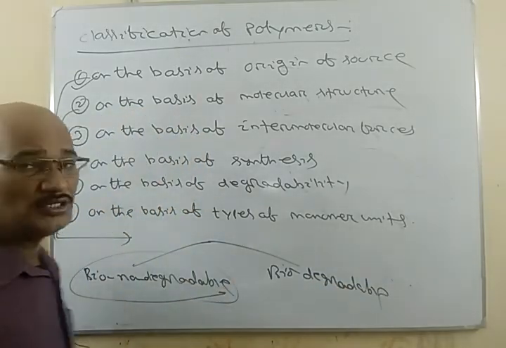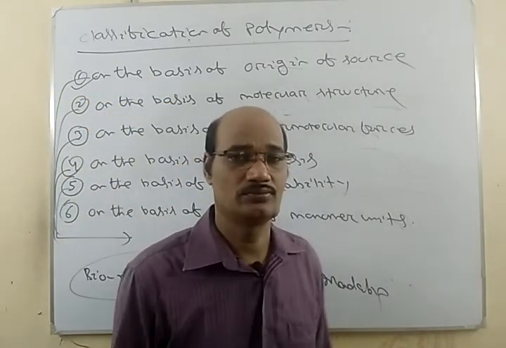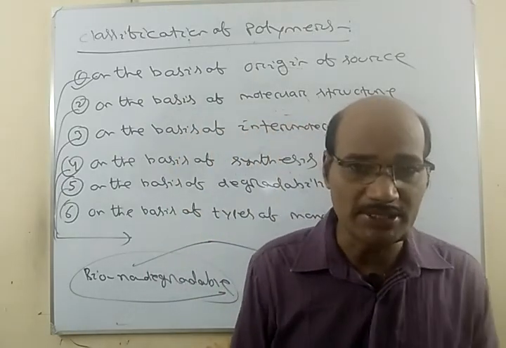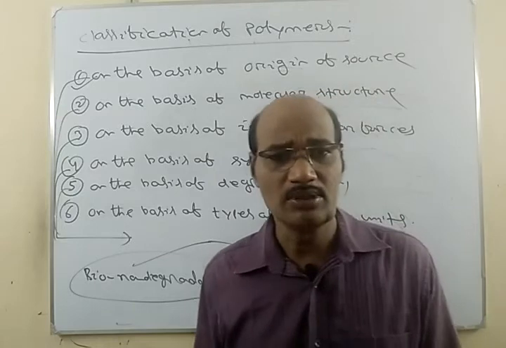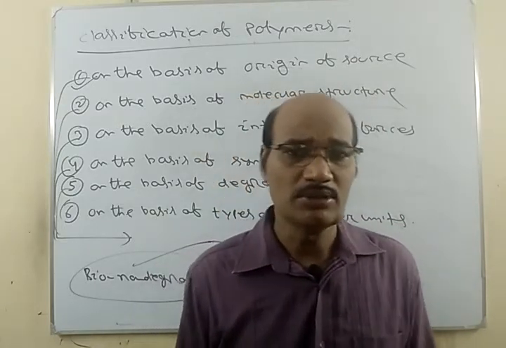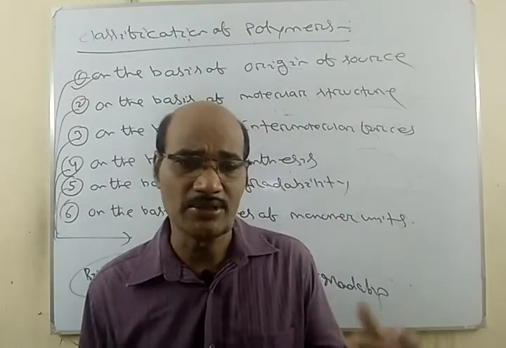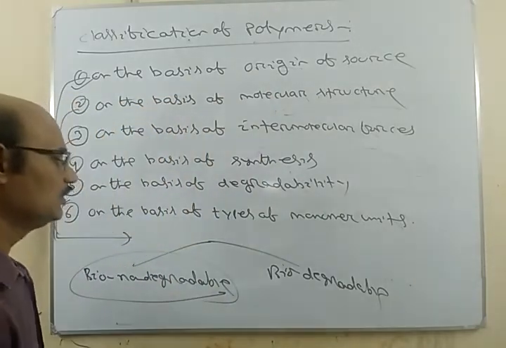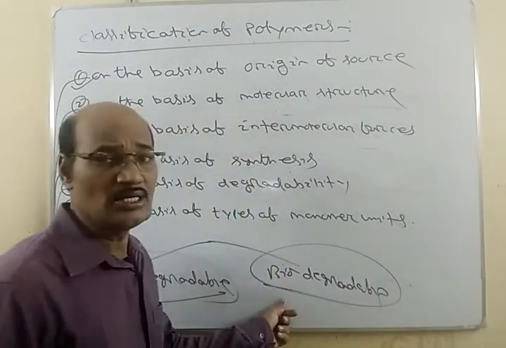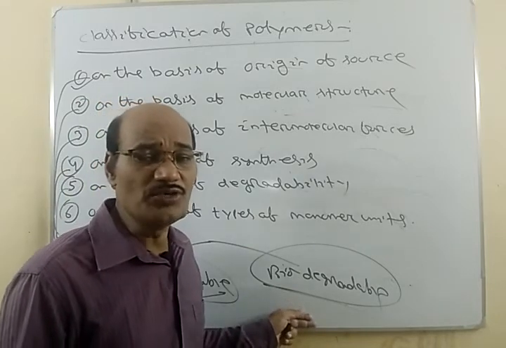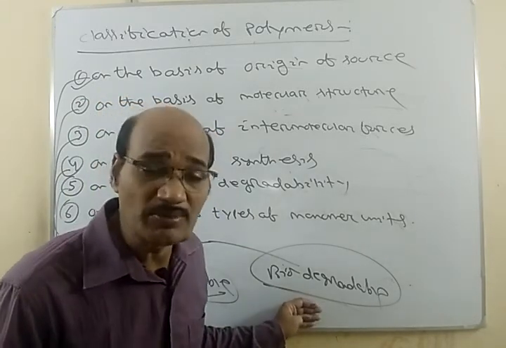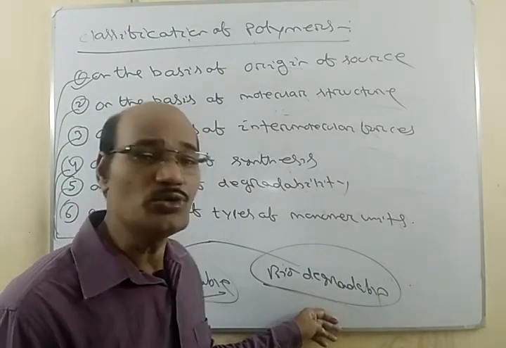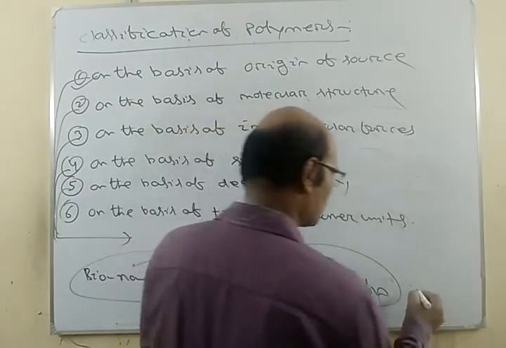So those polymers which are not decomposed by microorganisms are called what? The bio non-degradable polymers. Polythene, polyvinyl chloride, Teflon, nylon 6,6, terylene, polyester, all are bio non-degradable polymers. And those polymers, this is a recent topic, which can be decomposed by microorganisms are called biodegradable polymers. Okay.